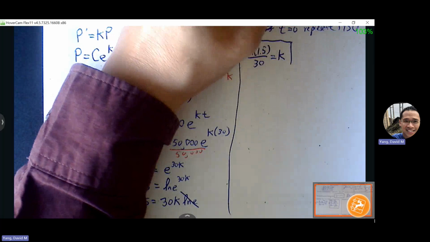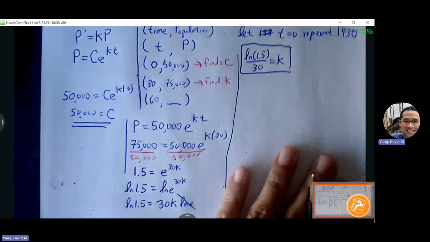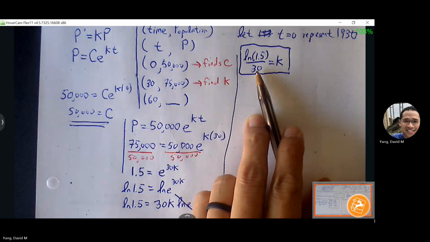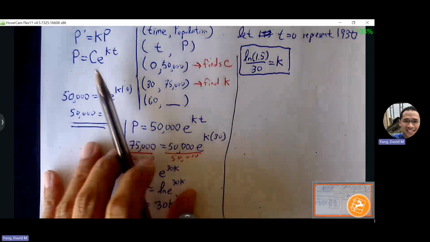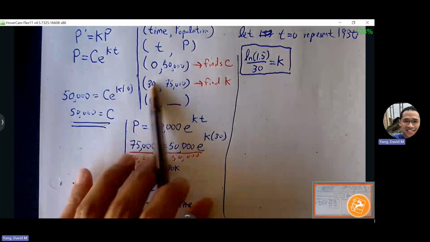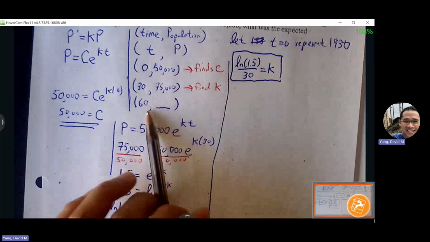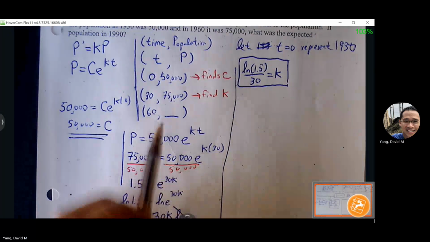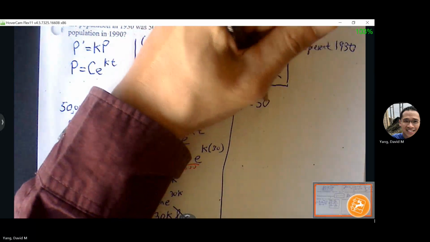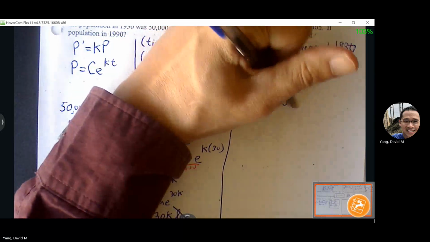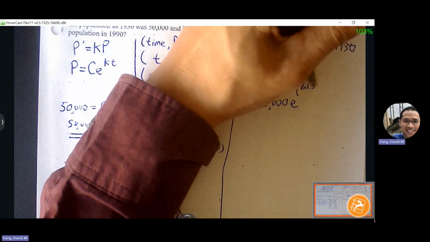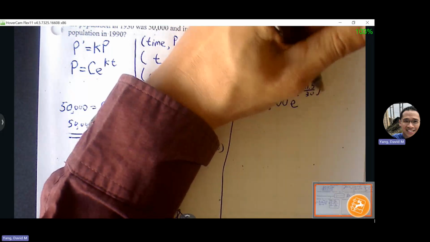Okay, so we do need to hold on to this exact value. So don't do decimal here. Okay. So now we have our exact equation. We have our C value resolved. We have our K value resolved. And now we just have to make our final prediction with the answer. So let me rewrite my equation here. P is equal to 50,000 e to the (natural log 1.5 over 30) T.